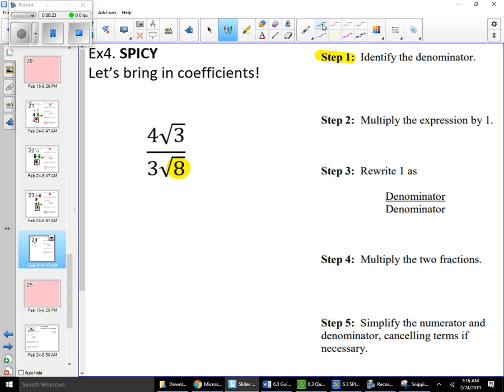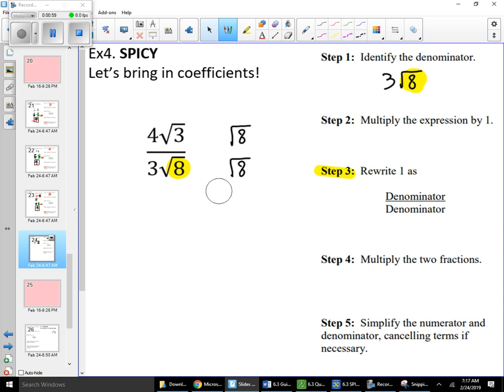Now the whole denominator is 3 root 8, but the 3 isn't the problem. The problem is that root 8. So when we actually go to do the work here, multiply by denominator over denominator, we don't really need the 3. We can multiply this expression by 1, and I just want to note that if you include the 3, multiply by 3 root 8 over 3 root 8, that is still 1, that is still true, but those 3's are going to cancel anyways.